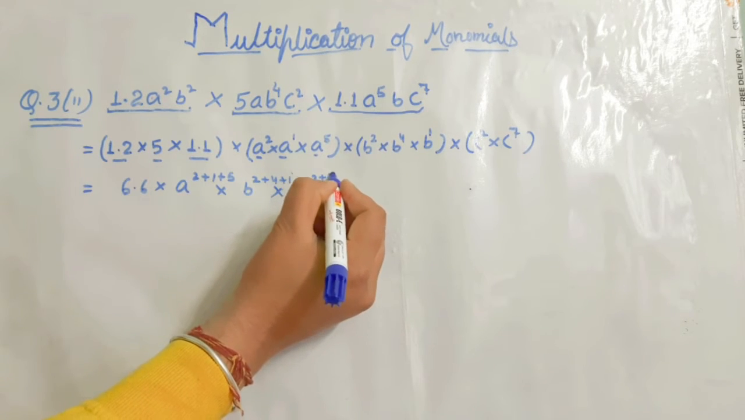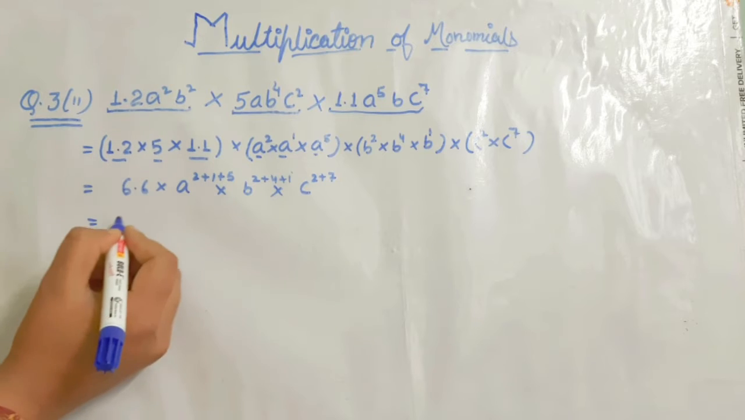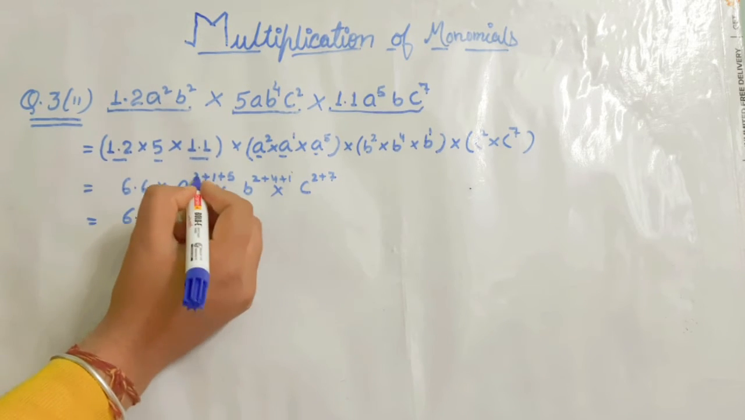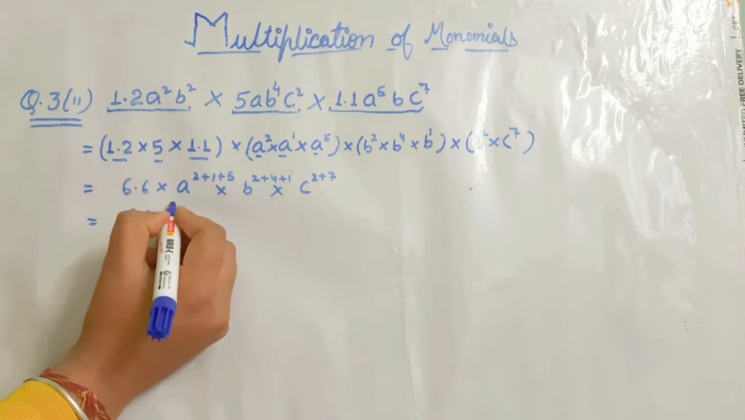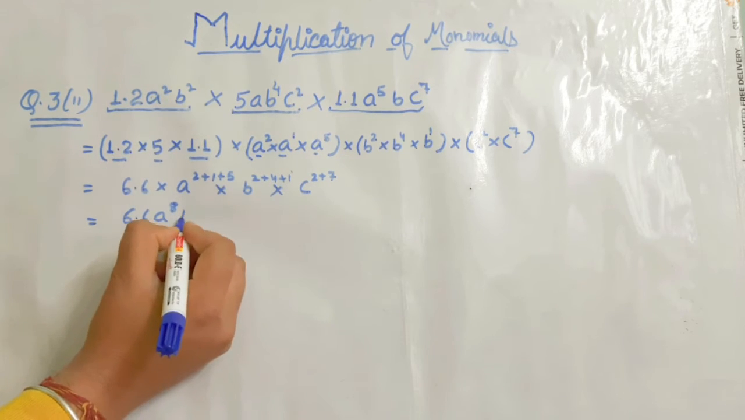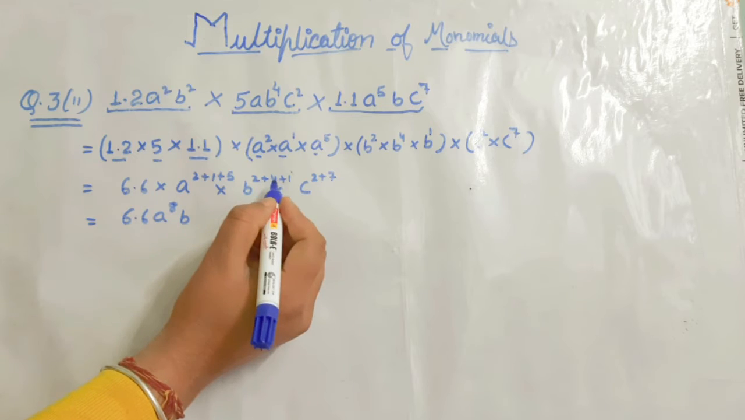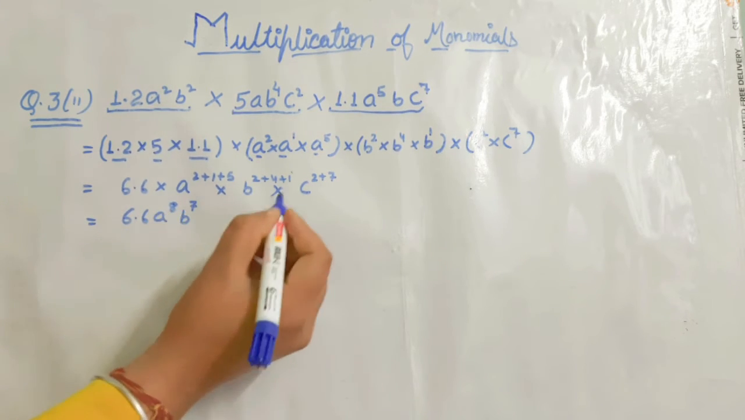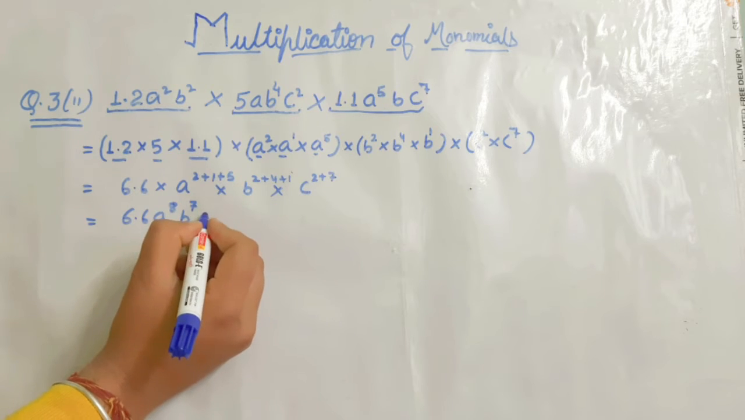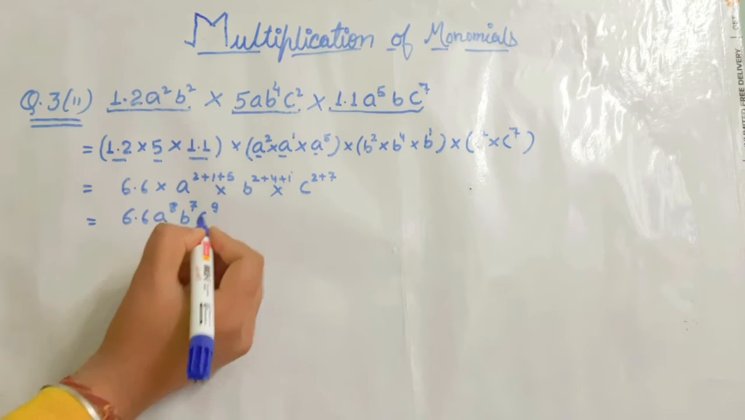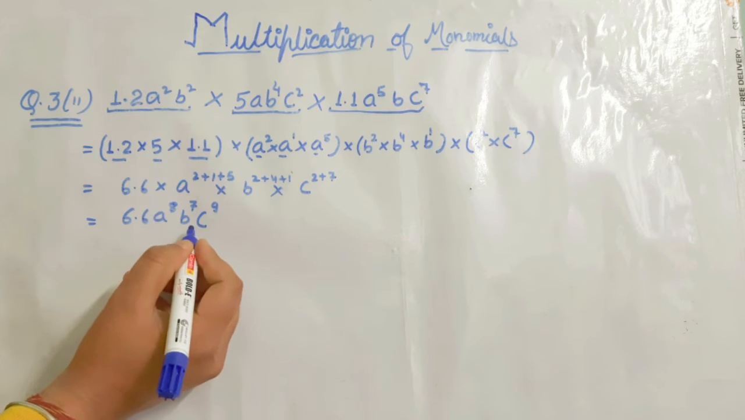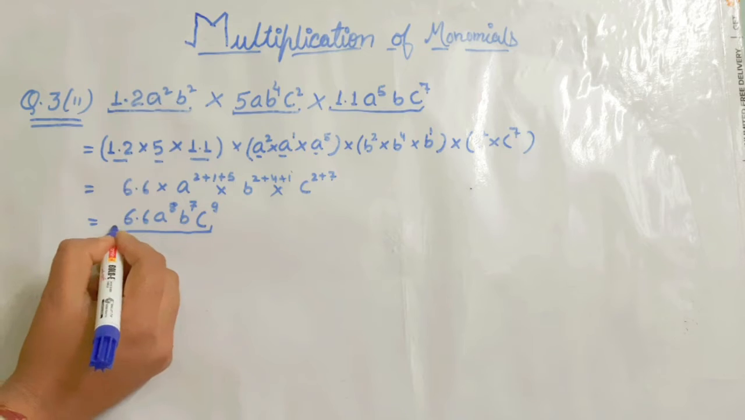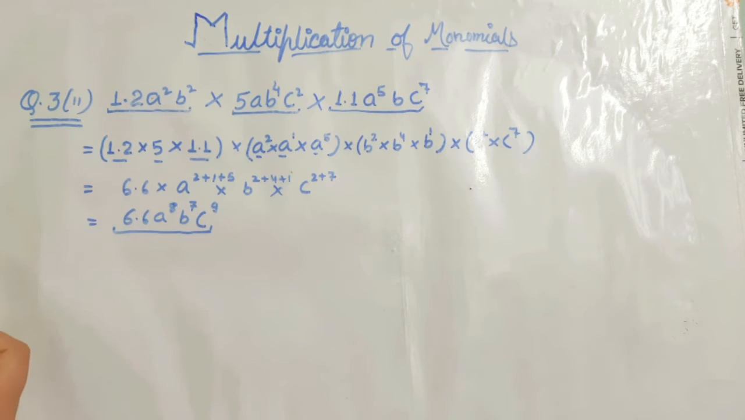So let us write down the answer now. This will be 6.6, a raised to power 2 plus 1 plus 5, 8, and b raised to power 2 plus 4 plus 1, 7, and c raised to power 2 plus 7, 9. No sign is there between a, b and c, it means they are in multiplication. So this is your required answer.